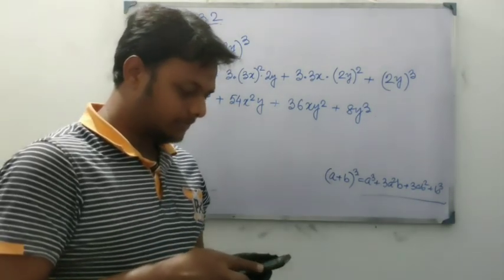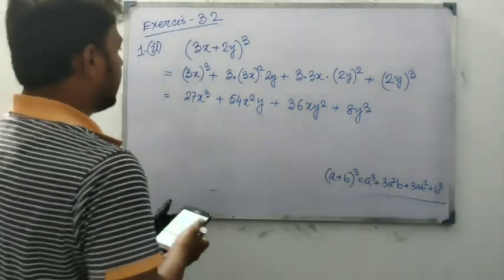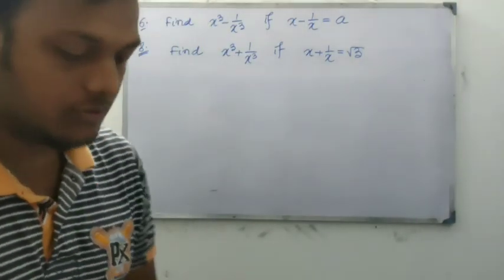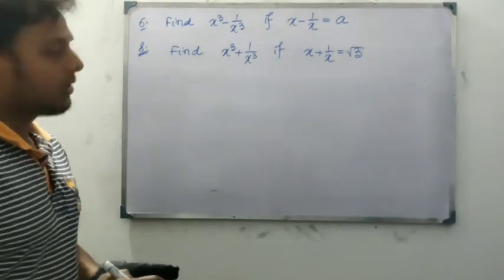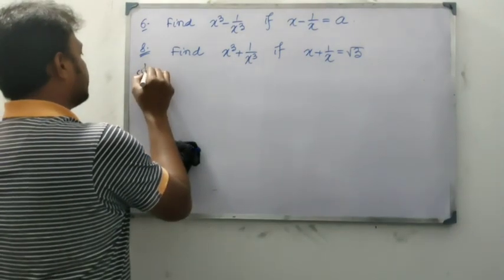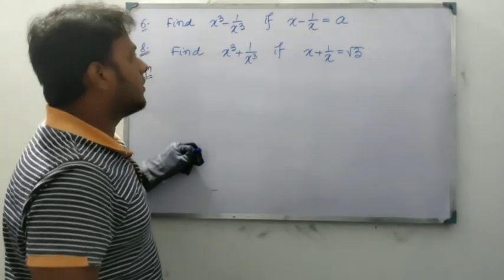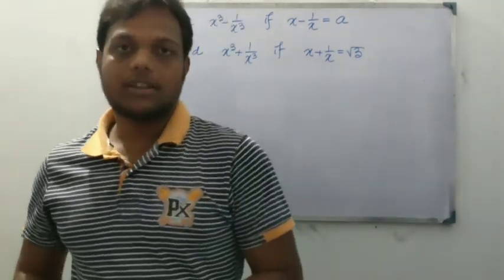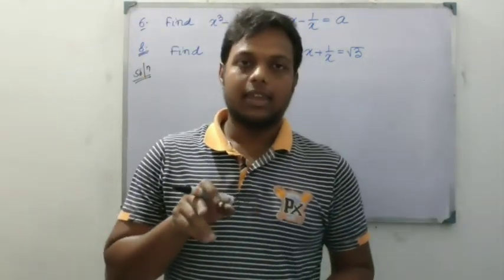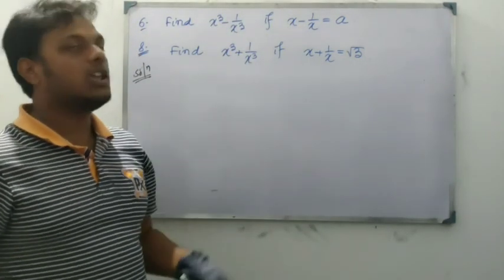6th number problem, I will solve. Let me solve these two first. For the first one, the 6th number problem, you have to compute the value of x cube minus 1 by x cube, and x minus 1 by x is given. So if we take x as a and 1 by x as b, then a minus b is given, and you have to compute a cube minus b cube.